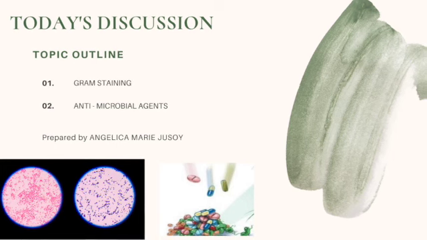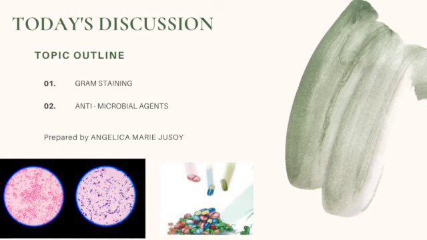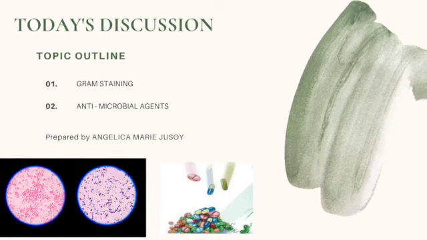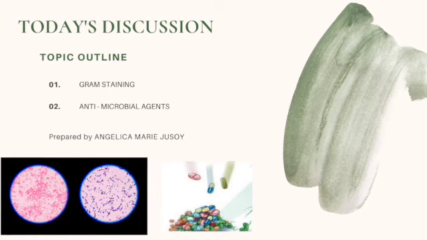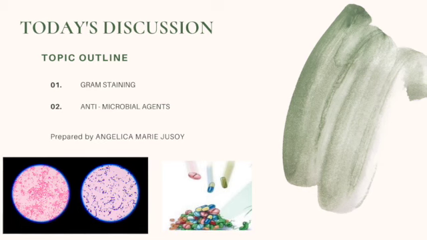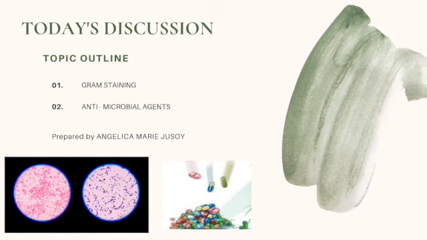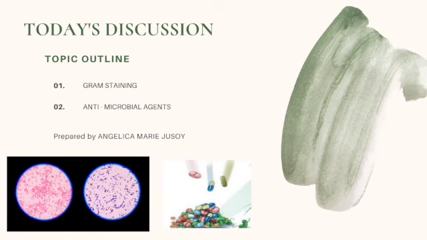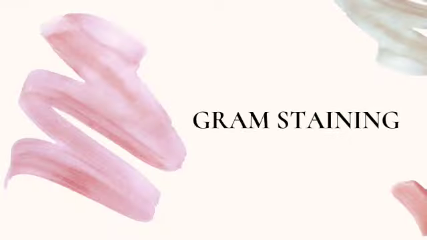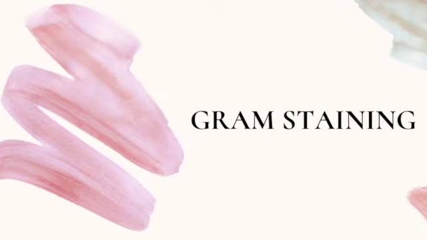And under antimicrobial agents, I'll be discussing what a microbial agent is, how they work, and its five major targets, and purpose, its types, and its summary. So first we start out with Gram staining.